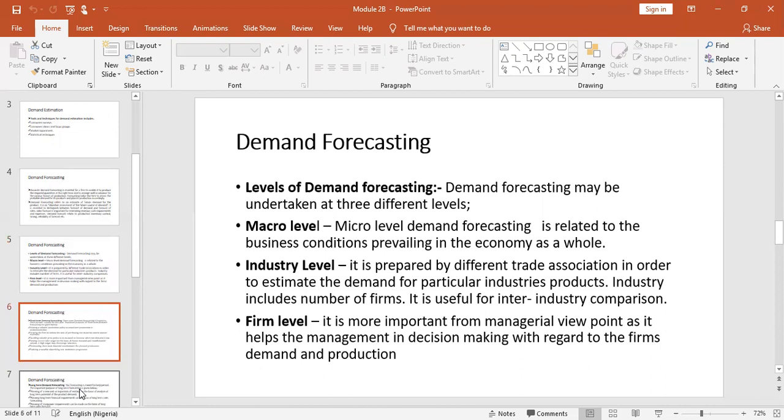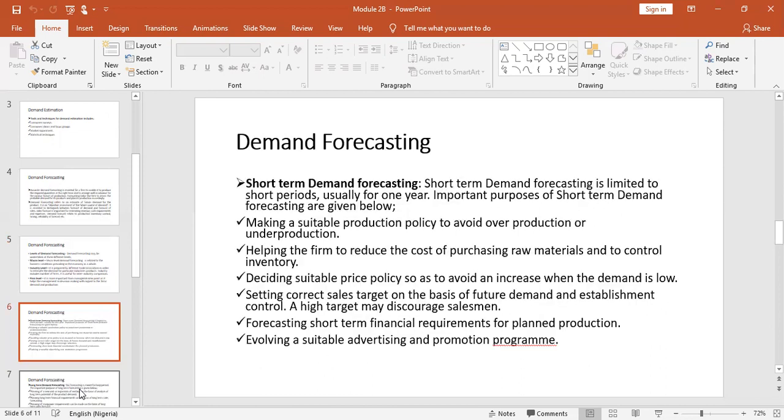Demand forecasting again. Short-term demand forecasting. Short-term demand forecasting is limited to short periods, usually for 1 year. Important purposes of short-term demand forecasting are given below. Now, this is short-term, as opposed to long-term. Why do companies do short-term demand forecasting? Making a suitable production policy to avoid overproduction or underproduction. That's the main purpose, the most important.